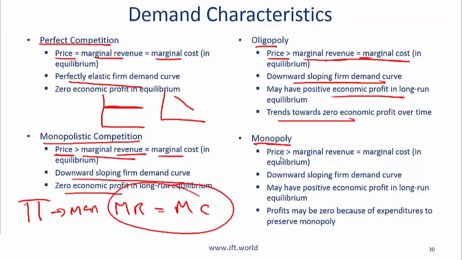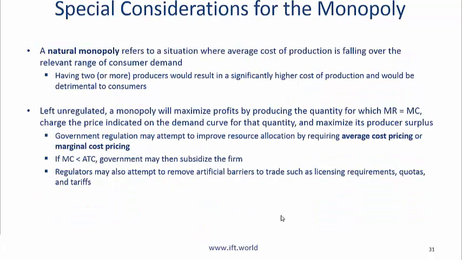With a monopoly, again, price can be greater than marginal revenue, but what a monopoly will try to do, unless it is regulated otherwise, is it will try to make marginal revenue equal to marginal cost and therefore maximize its profit. The demand curve is downward sloping. It might actually have an economic profit in the long run. It is possible, though, that profits may be zero because of expenditures to preserve the monopoly. Special considerations for the monopoly.